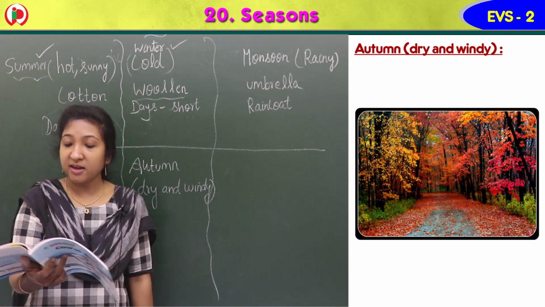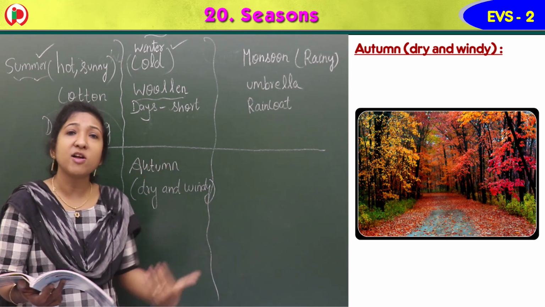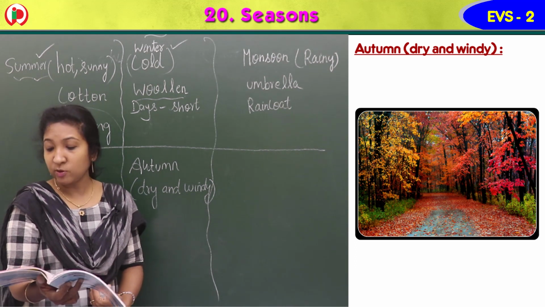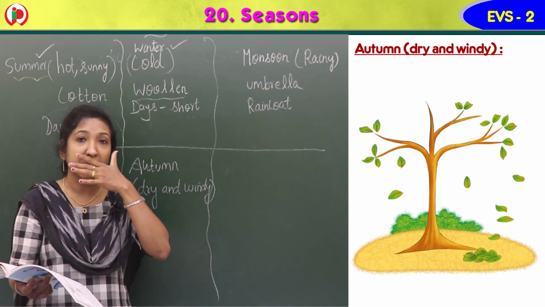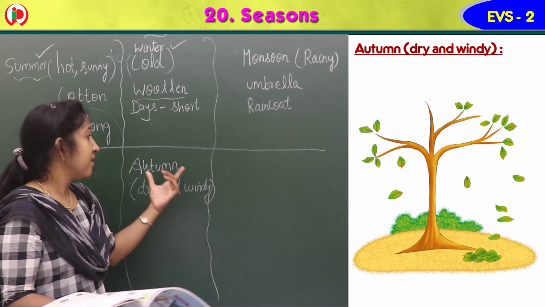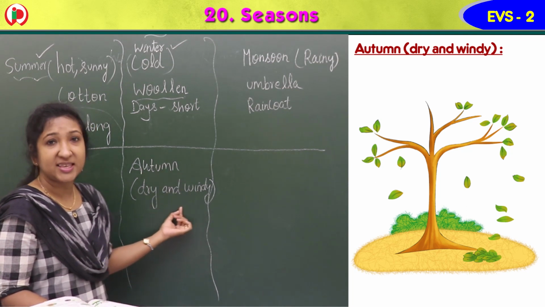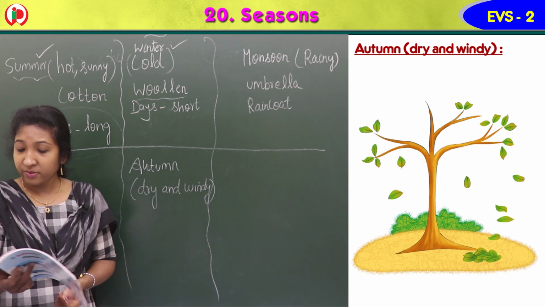Trees shed the leaves in autumn. In this season, leaves get dry and fall down from the trees. You can see the image of a tree without leaves. Leaves are falling down there, isn't it? Leaves get dry, they fall down during this autumn season because it is a dry season. That's why leaves get dry and fall down.